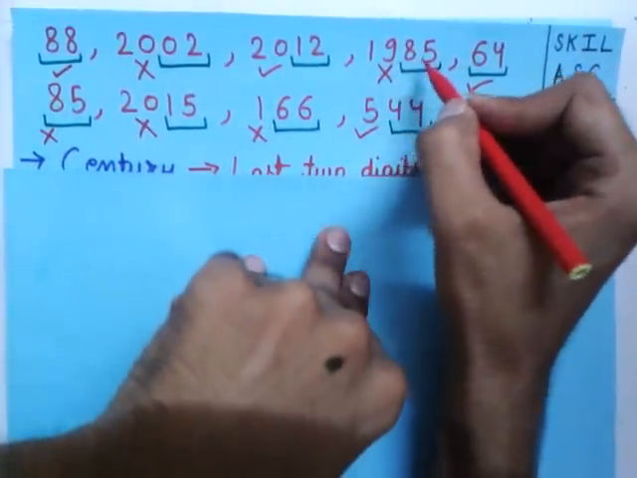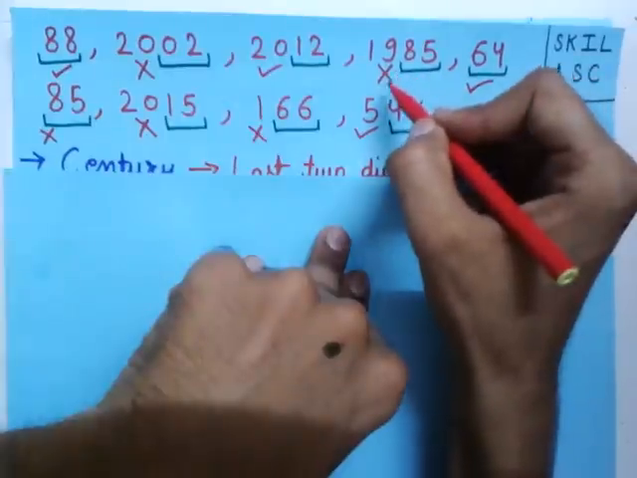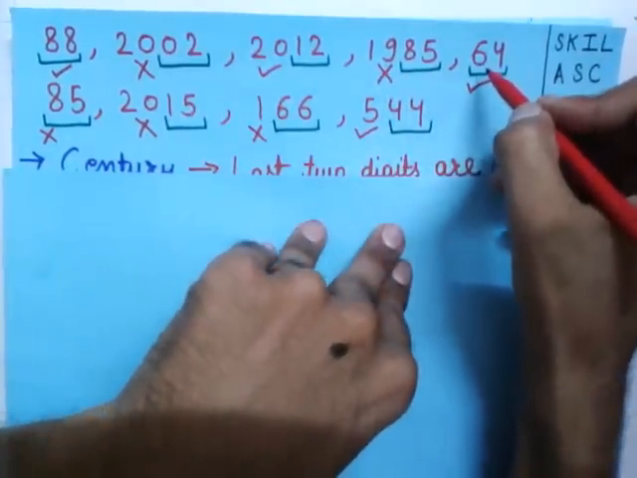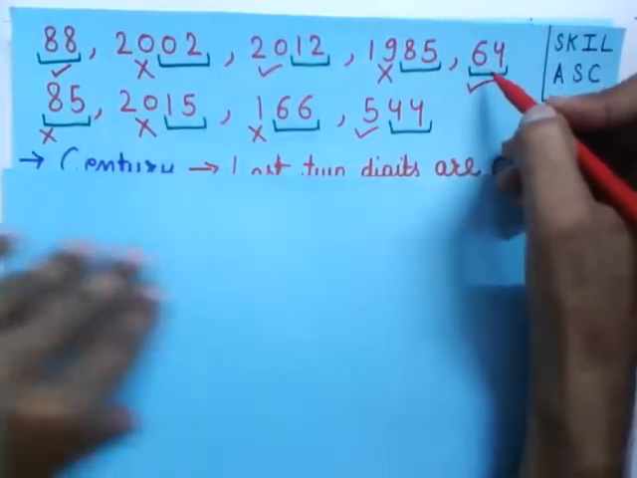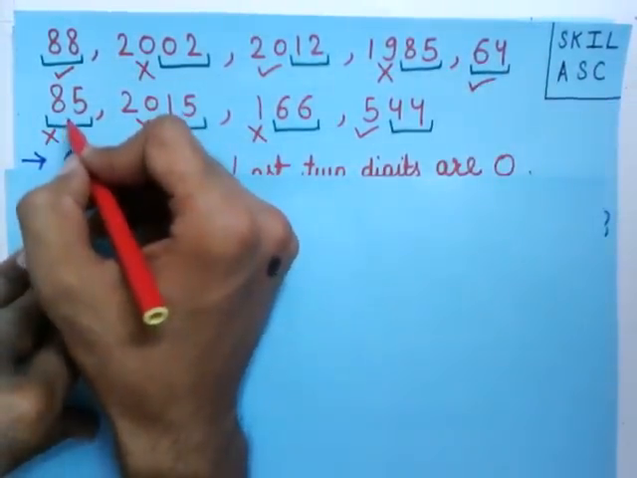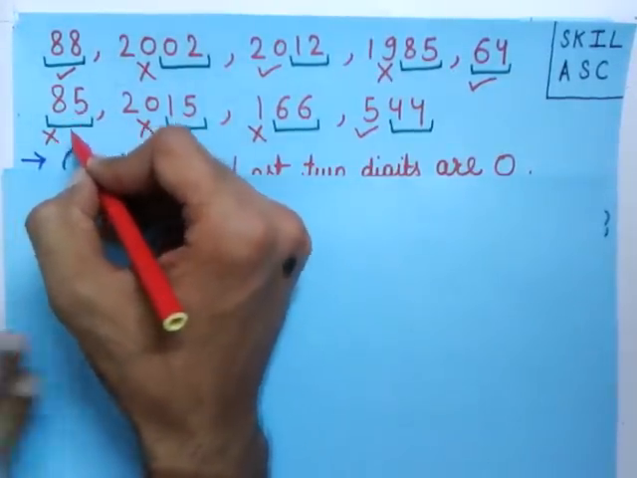Next year is 1985. 85 is not divisible by 4, so it is not a leap year. Next year is 64. 64 is divisible by 4, so it is a leap year. Next year is 85. 85 is not divisible by 4, so it is not a leap year.